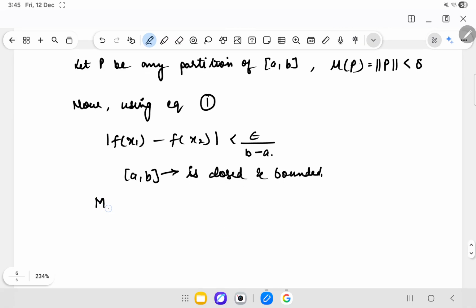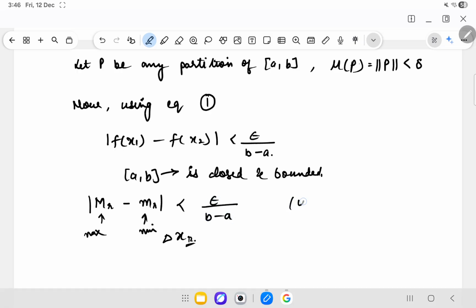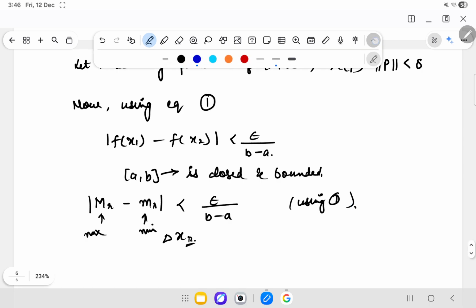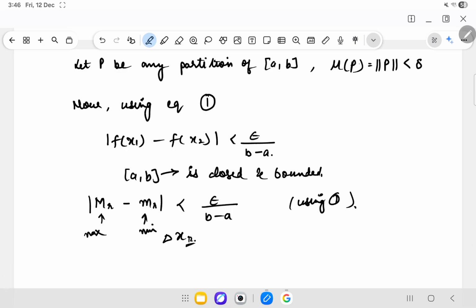Now let capital Mr and small mr be the maximum and the minimum value in the rth subinterval delta xr of the partition P. Then Mr minus mr is also less than epsilon divided by b minus a using 1. And why are we able to write this? Because the function is defined over a closed and bounded interval, and on a closed and bounded interval there always exists a point where the function attains its maxima and minima value.